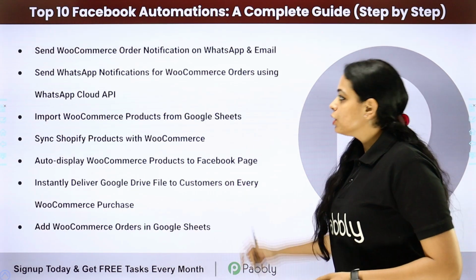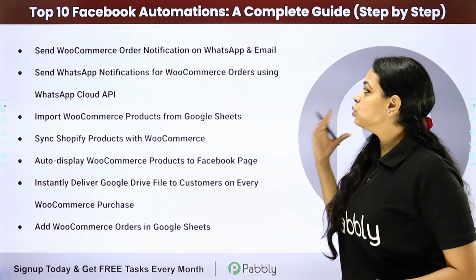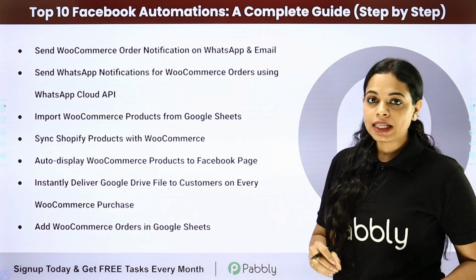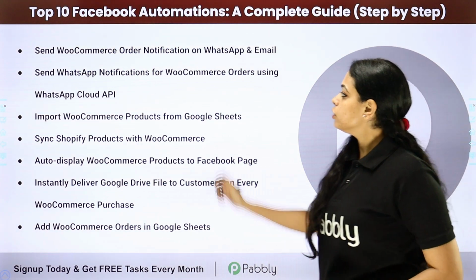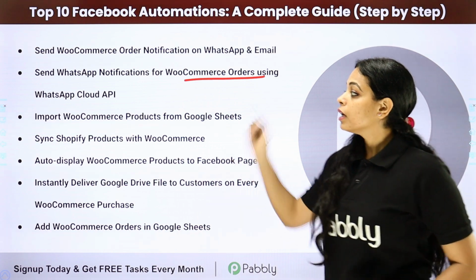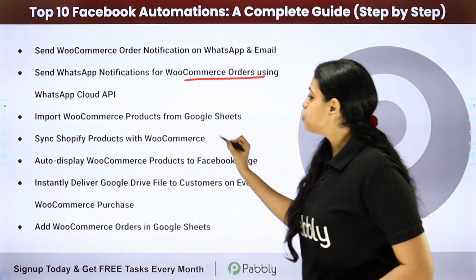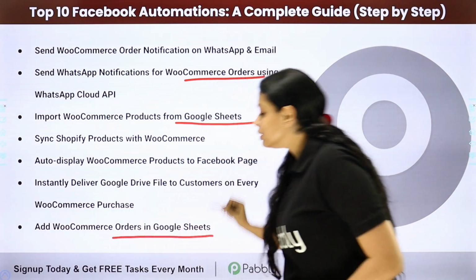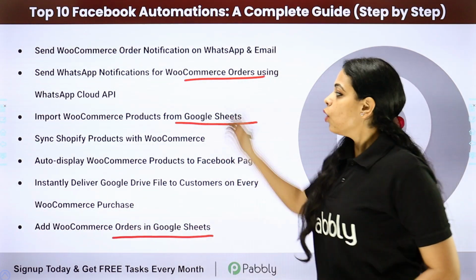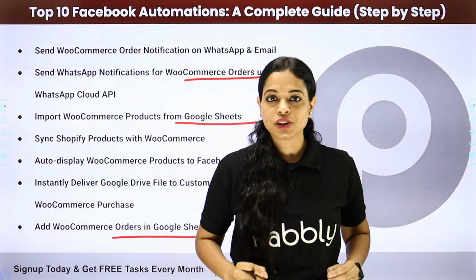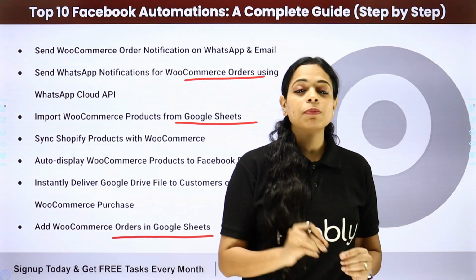So let's say you want to send a WooCommerce order notification on WhatsApp, then also you want to send an email, or you want to send a WhatsApp notification for WooCommerce orders using WhatsApp Cloud API. If you want to import WooCommerce products from Google Sheets, or you want to add WooCommerce order details in your Google Sheets, all these things can be instantly done using this integration, which we are going to do with the help of Pabbly Connect.